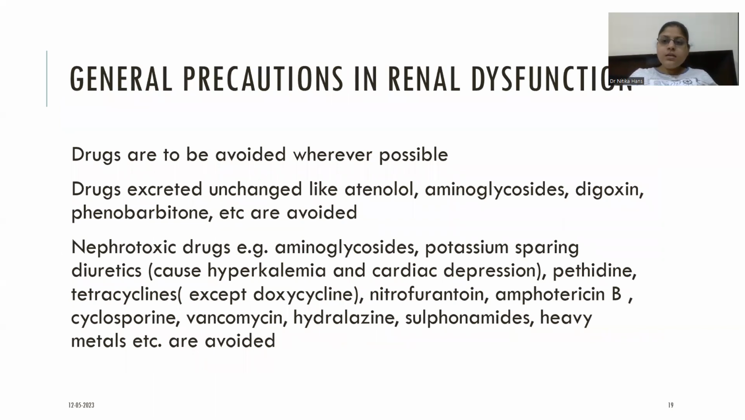Now, general precautions in renal dysfunction. Drugs are to be avoided wherever possible. Drugs which are excreted unchanged, like atenolol, aminoglycosides, digoxin, phenobarbital, are to be avoided. Nephrotoxic drugs like aminoglycosides, potassium-sparing diuretics, which cause hyperkalemia and cardiac depression, pethidine, tetracyclines except doxycycline, nitrofurantoin, amphotericin B, cyclosporine, vancomycin, hydralazine, sulfonamide, heavy metals. These are the nephrotoxic drugs and these are to be avoided.